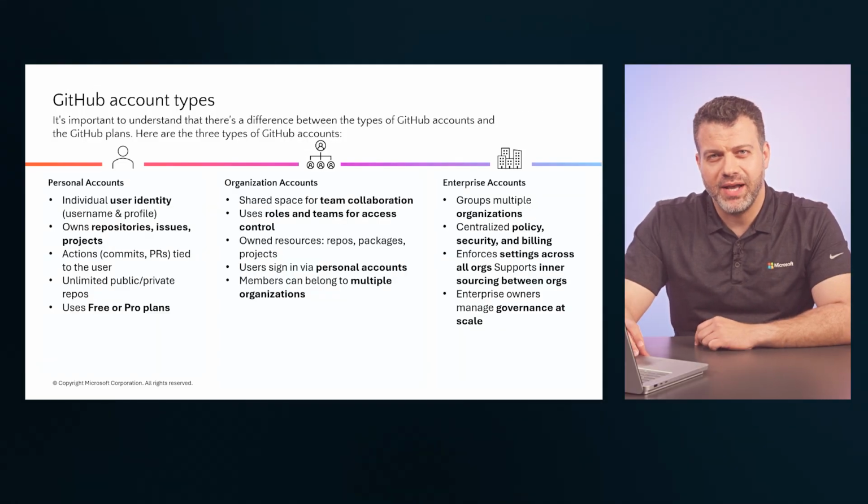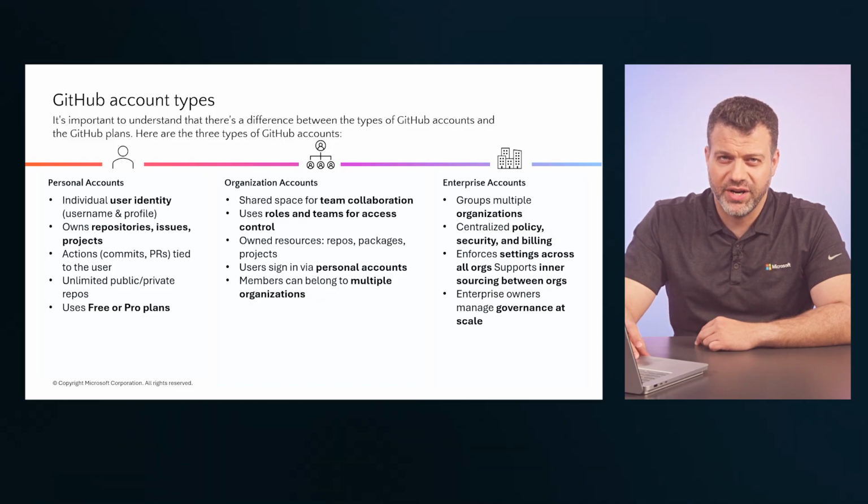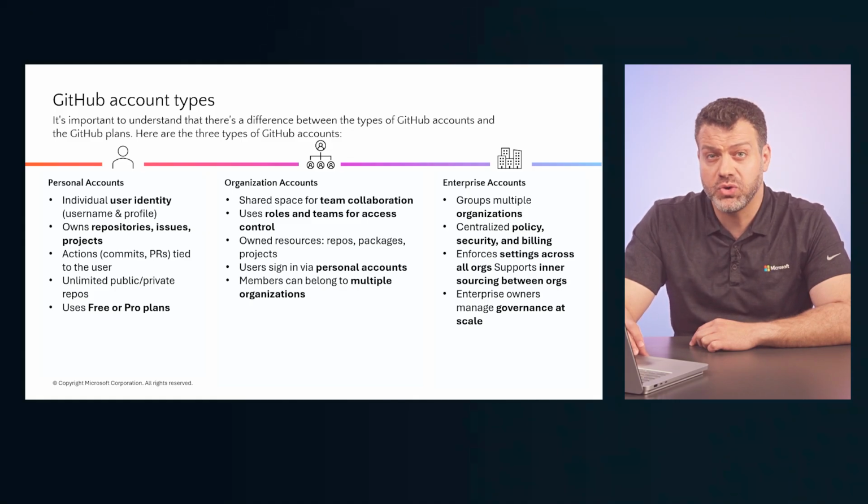GitHub has three account types. We have personal, organization, and enterprise, each serving a different purpose. A personal account is your individual identity. Everything you do, like comments or pull requests, is tied to this account. You can also own your own repositories directly here.